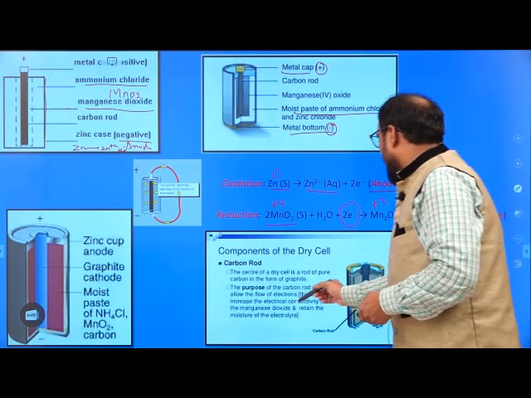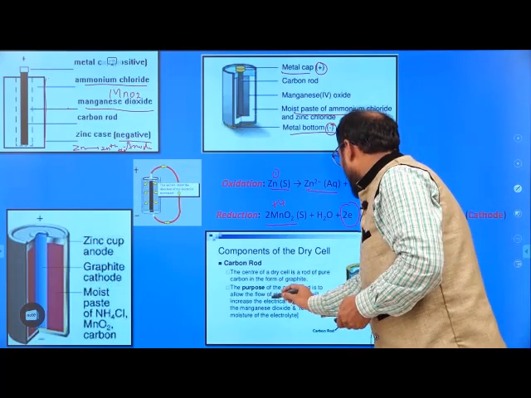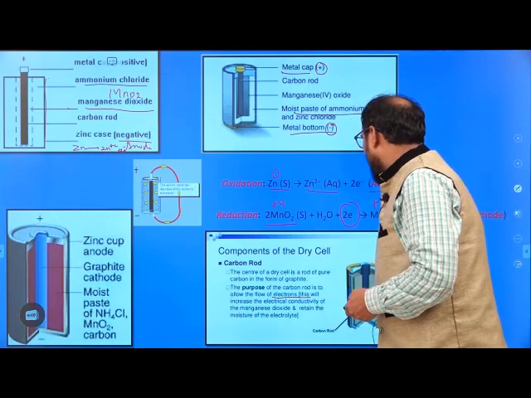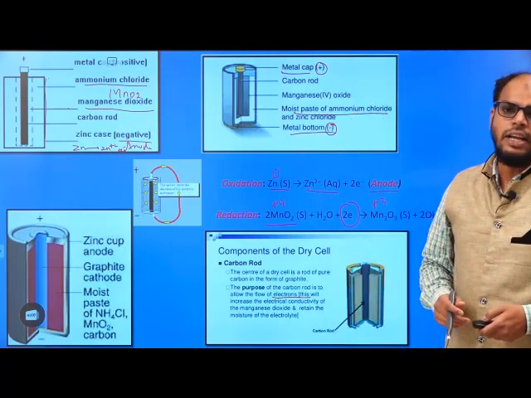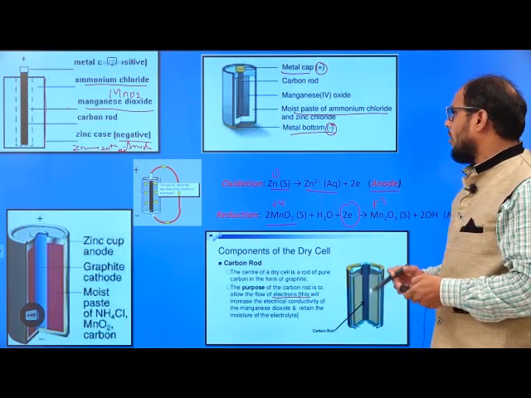The role of the carbon rod is to allow the flow of electrons, increase the electrical conductivity of manganese dioxide, and retain the moisture of the electrolyte.